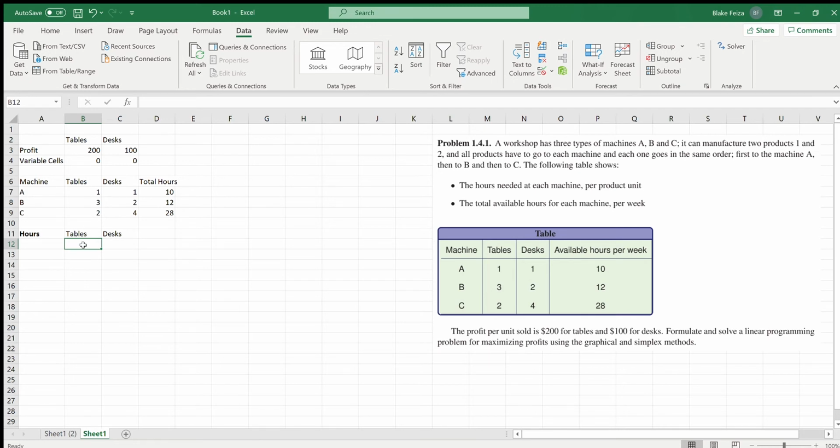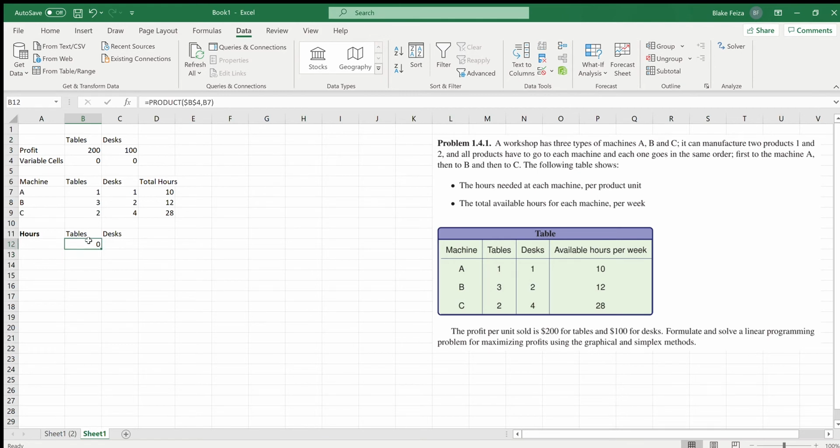So for this first cell, since we're talking about tables for machine A, it's going to be the product. So we're going to do equals product. And we're going to multiply the number of tables, comma, by the number of hours per table. What you should do, when you type the variable cell part, is put a $ sign before the B and before the 4, or whatever the letter and number is. What this does, I'll show you in one moment here.